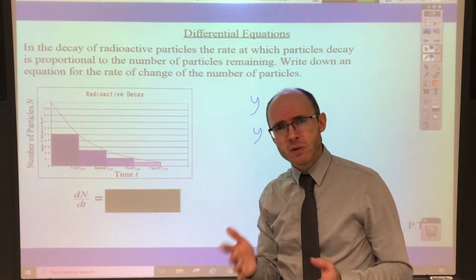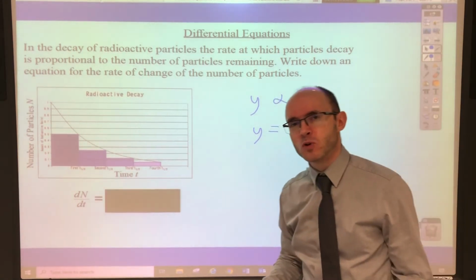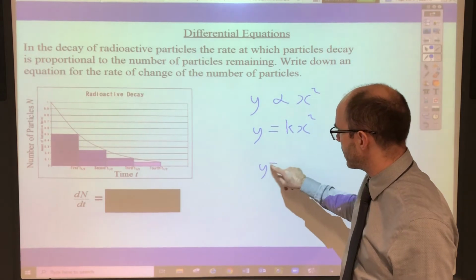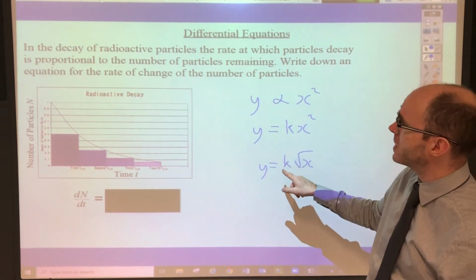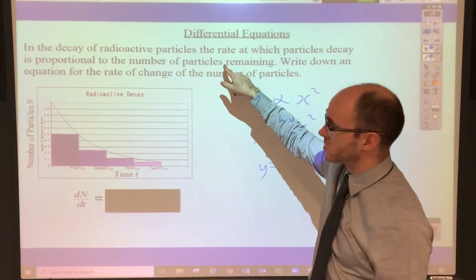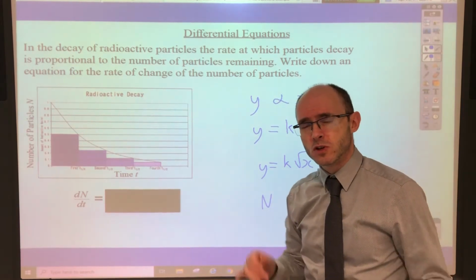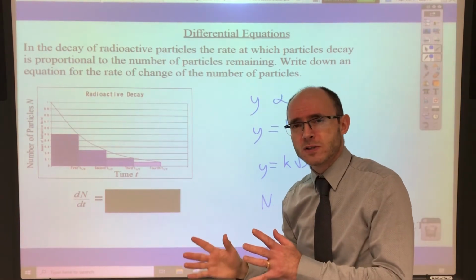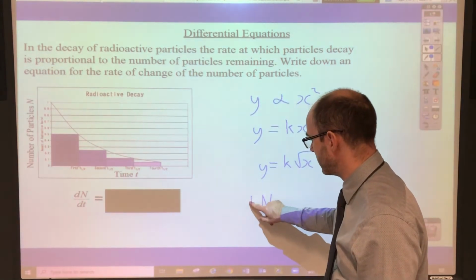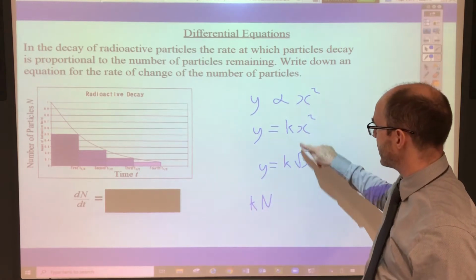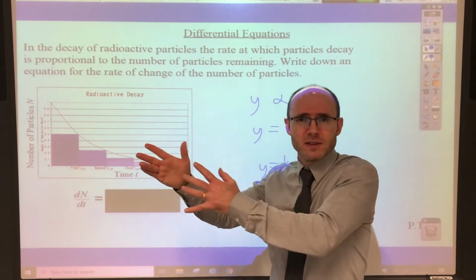If y was proportional to x squared, we'd write this. If y is proportional to the square root of x, then the equation connecting y and the square root of x would be this. Now in this one, it's proportional to the number of particles. We've got the letter N to represent the number of particles, so the relationship has got to be kN. Basically, when it's proportional, it's k times the thing it's proportional to.